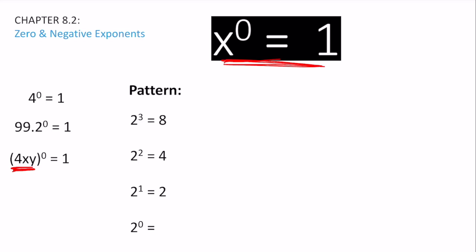First, you just look at the pattern. 2 to the third is 2 times 2 times 2, which is 8. 2 squared is 2 times 2, which is 4. And just think, to get from 8 to 4, we divide by 2. 2 to the first is just 2. And again, to get from 4 to 2, we divide by 2. So if we kept that pattern going, if we divided by 2 again, we would get 1, which is exactly what 2 to the 0 is.